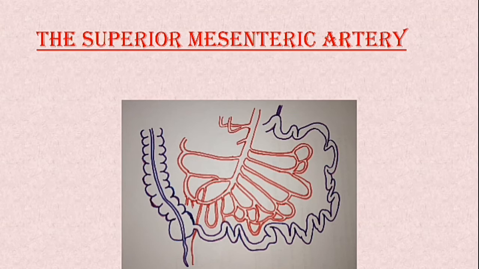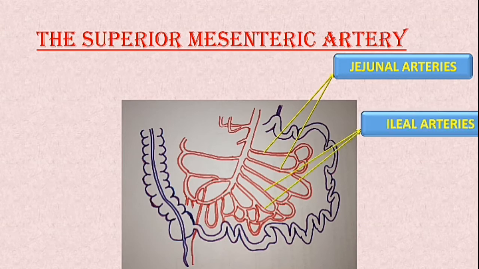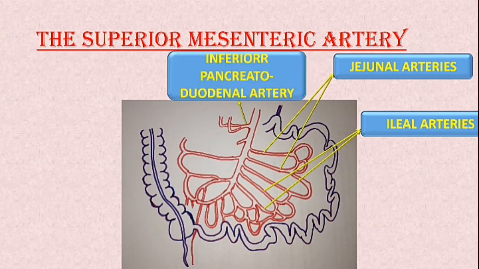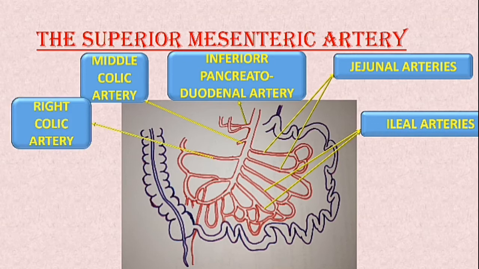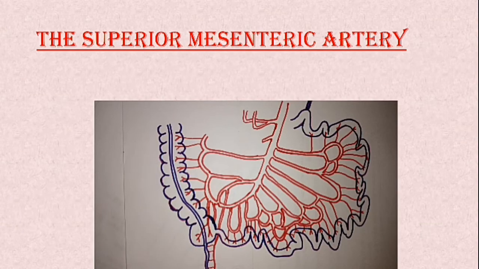The superior mesenteric artery gives off several branches. Here are the jejunal arteries, which supply the jejunum. Here are the ileal arteries which supply the ileum. Here is the inferior pancreato-duodenal artery which supplies the pancreas and the duodenum. Here is the middle colic artery which supplies part of the transverse colon. Here is the right colic artery which supplies part of the ascending colon. Here is the iliocolic artery which supplies the cecum, vermiform appendix, and part of the ascending colon.